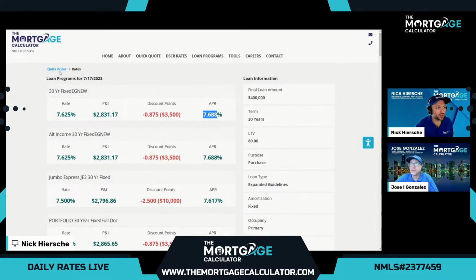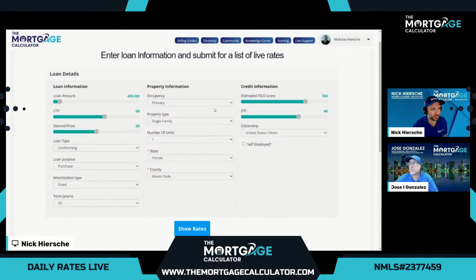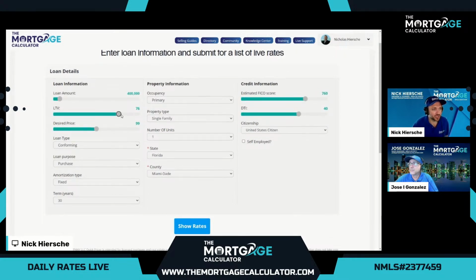Now, before we get into Jose's fix and flip example, we always want to check out some standard investment property examples. So we'll set this up to 80 LTV, 20% down payment as we did before, and we're going to change to investment property here.